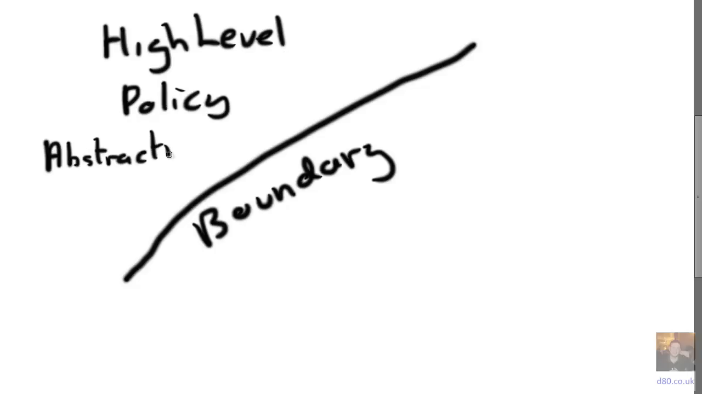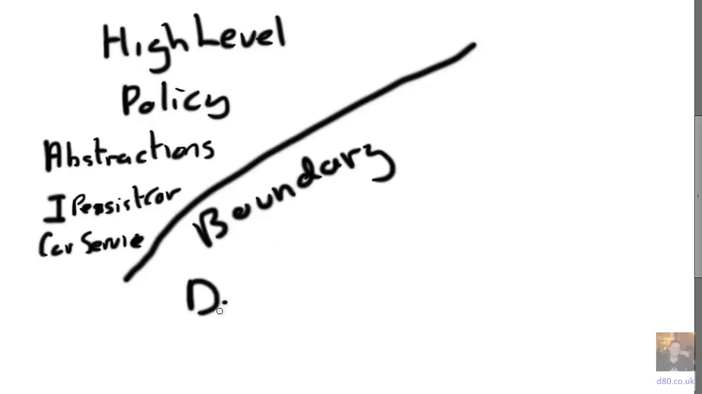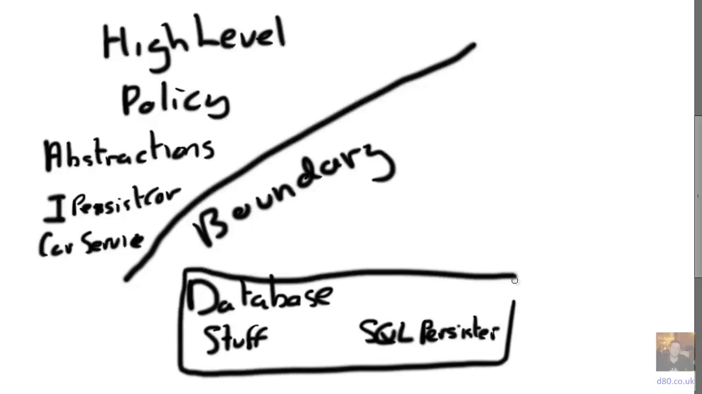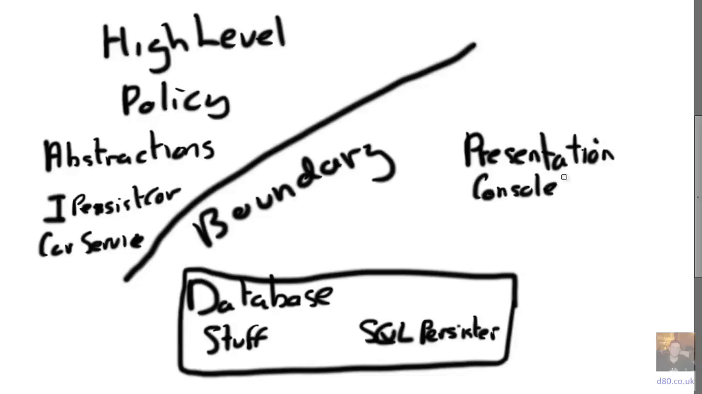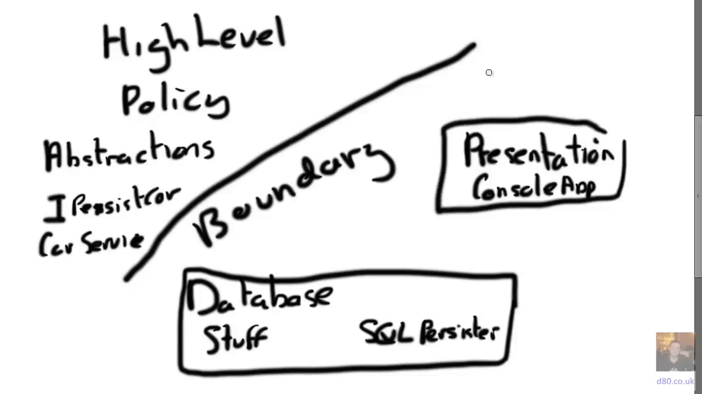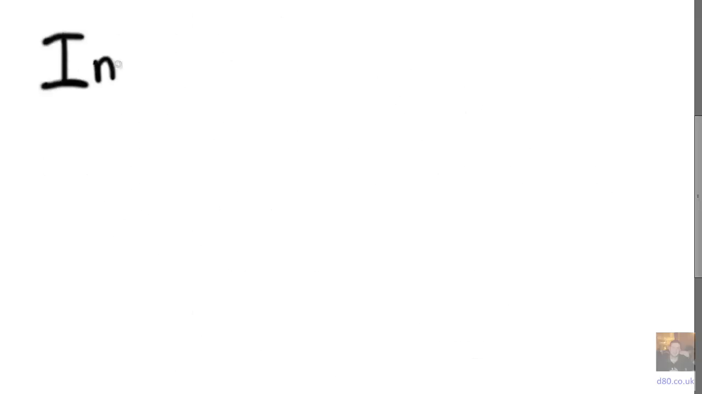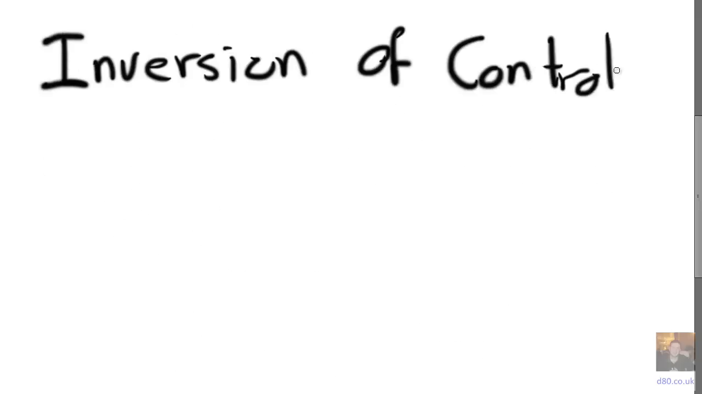It's sort of about a boundary. You've got an application boundary. On one side of the boundary is your high-level policy with your abstractions, and on the other side is the low-level detail and low-level modules like your database persistence and your presentation tier. And this is sort of what dependency inversion is about. It's like saying that your application should be independent of anything to do with talking to a file system or writing to a database.